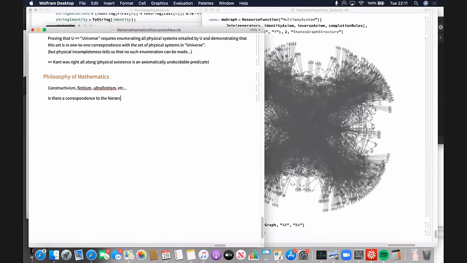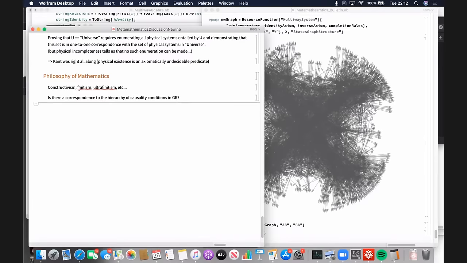Because effectively, constructivism is saying that you can't have black holes. So that's putting a causality condition about future extendability of time-like geodesics, effectively. Finitism is then putting additional constraints on curvature. Ultrafinitism is putting even stronger constraints on curvature. What does finitism say? Finitism says that it rejects the existence of any infinite mathematical object. Ultrafinitism rejects the existence of mathematical objects that are finite but too big.